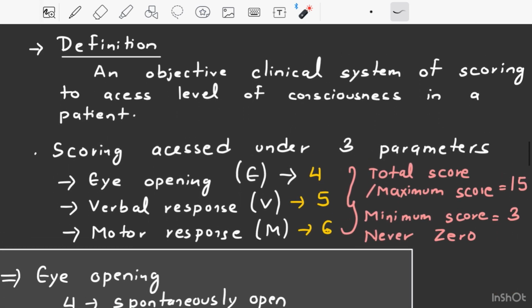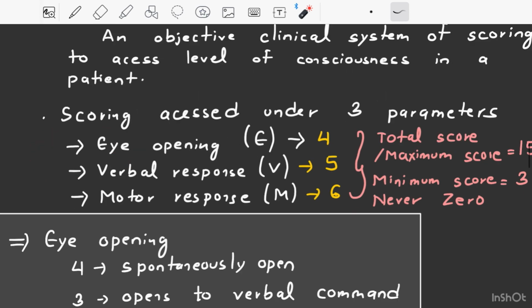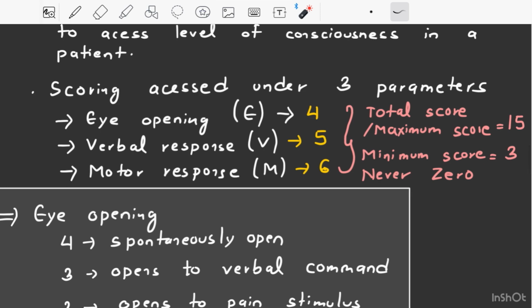By now you have known that it is a scoring pattern. It is assessed under three parameters: eye opening, verbal, and motor response. We also denote these as E, V, and M, right? The total score of Glasgow Coma Scale is 15. Each of the parameters has some scoring to it. The scoring for eye opening is 4, for verbal response is 5, and for motor response is 6.